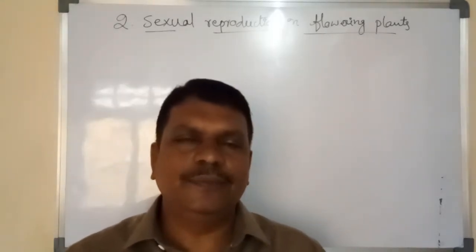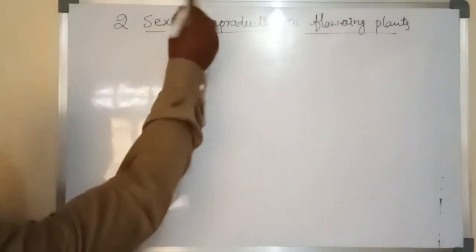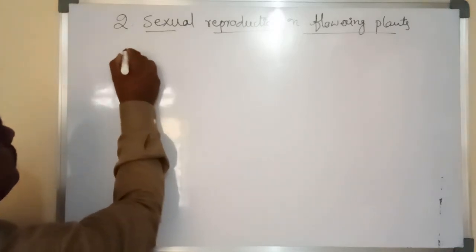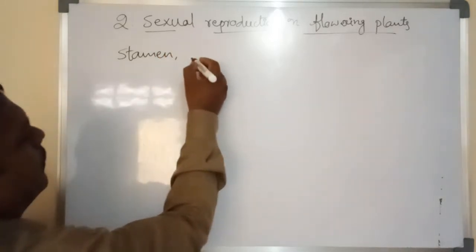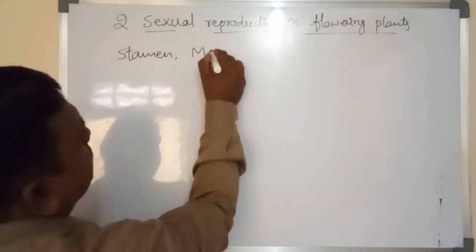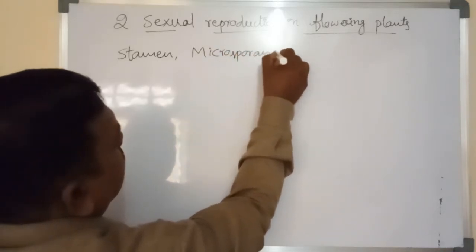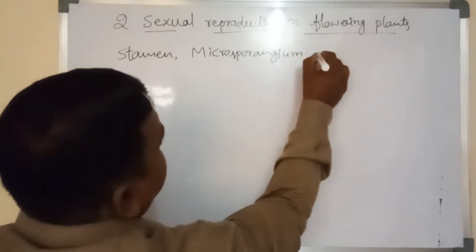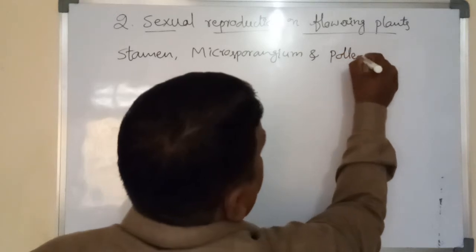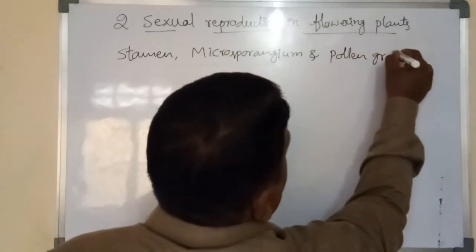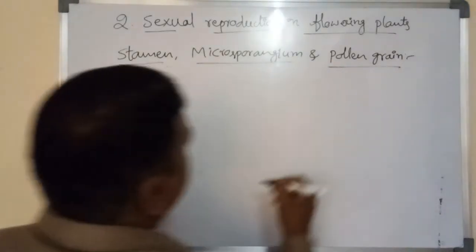First we discuss the male character in a flower: stamen, microsporangium and pollen grain. First, stamen.